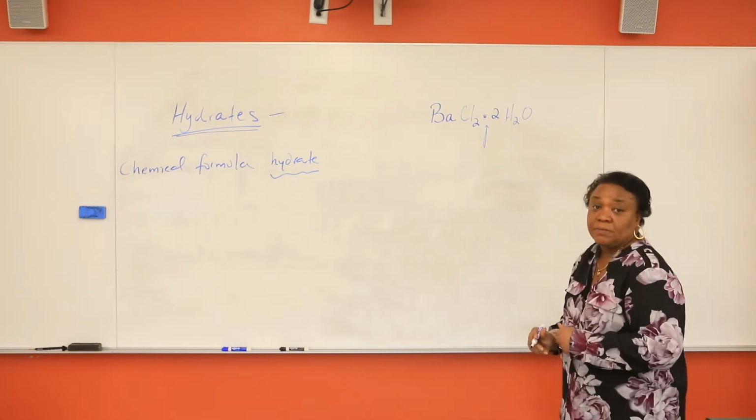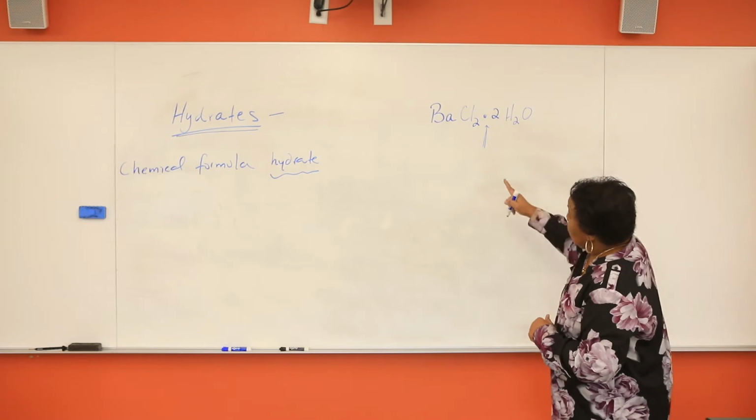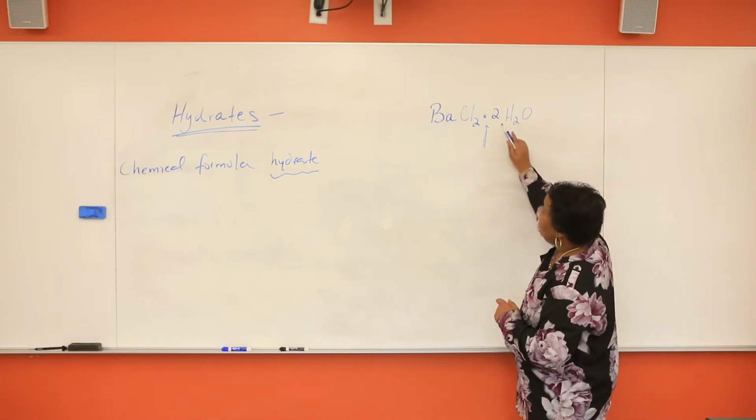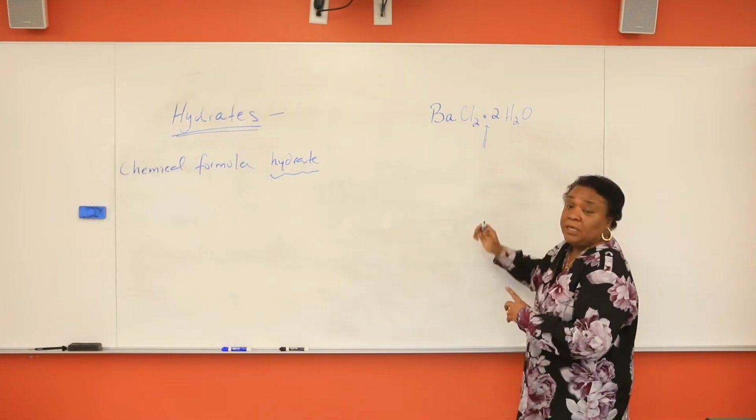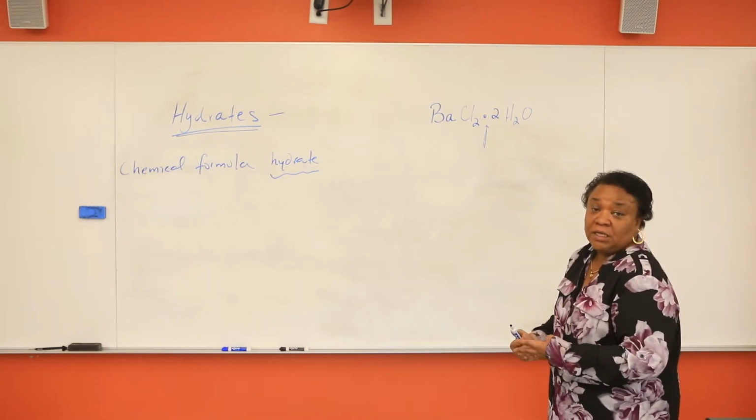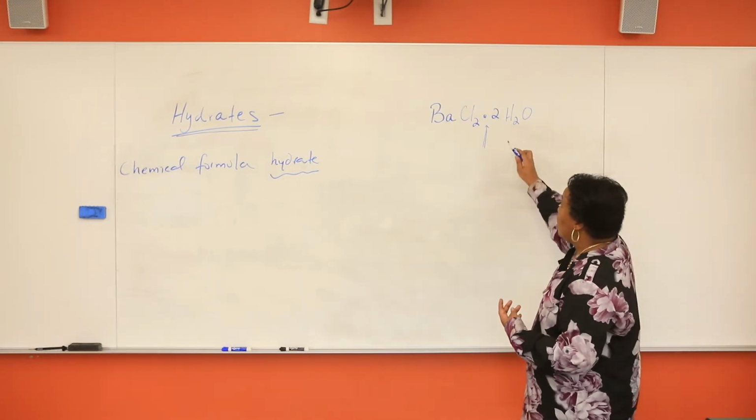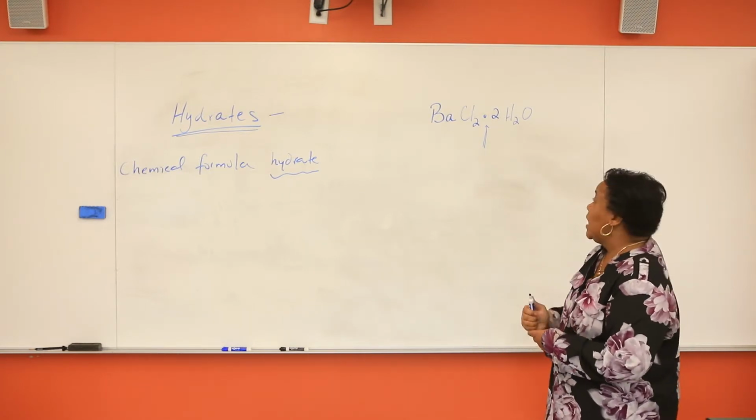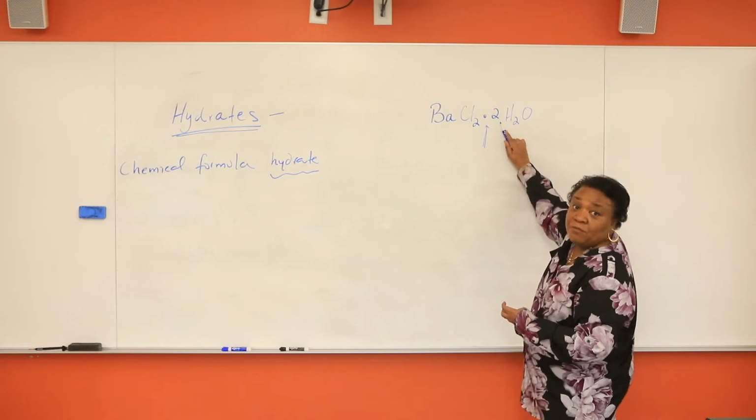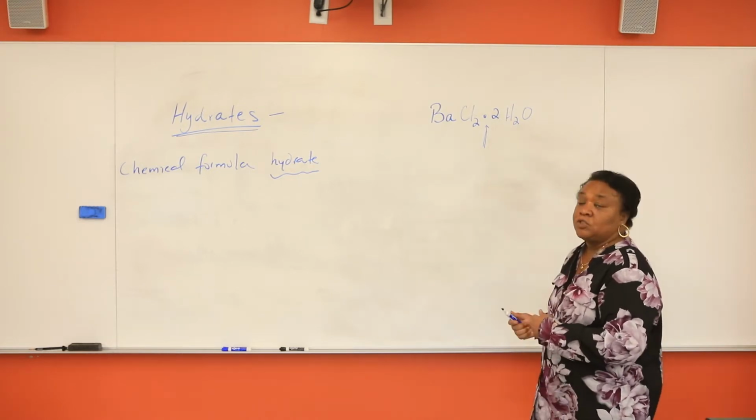to that ionic substance. Now, in terms of nomenclature, if there is 1 water molecule bound to my ionic compound, it's going to be the monohydrate. If there are 2, the dihydrate, 3, the trihydrate, 4, 5, the pentahydrate, and so forth.